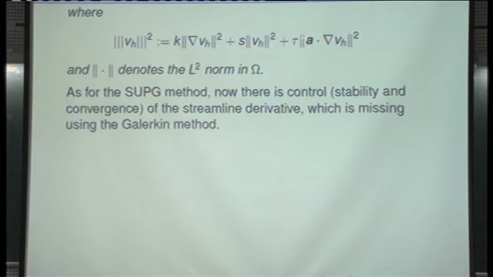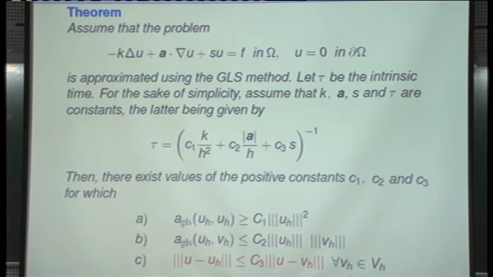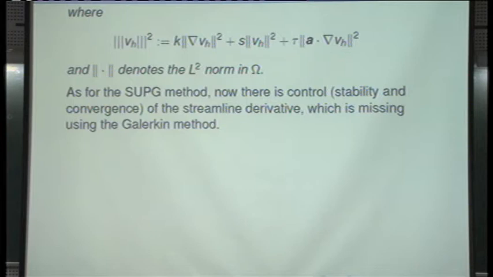That's the idea. So that's very easy to explain. We have exactly the same theoretical result as for the SUPG method. No difference. We have control, that means stability and convergence, in the same norm. So the gain is zero concerning stability and convergence. But conceptually, it may be easier to understand. You have the residual of the operator, you apply the operator to the test function, and you scale it by tau. Then you add that term to the Galerkin terms. So that was one method.